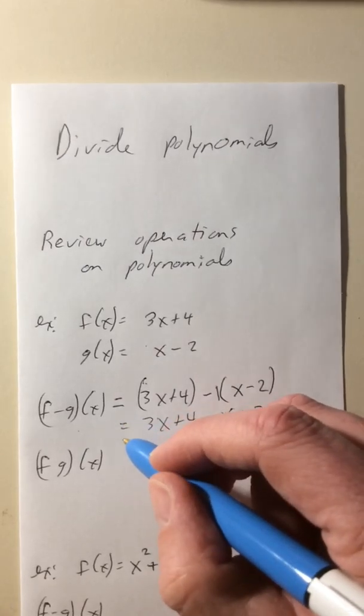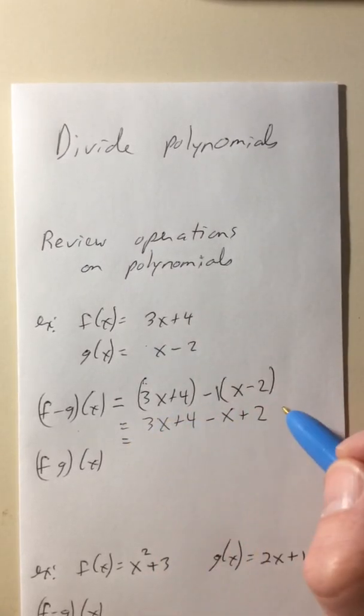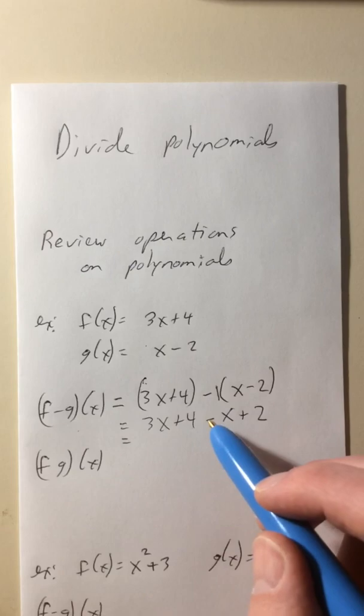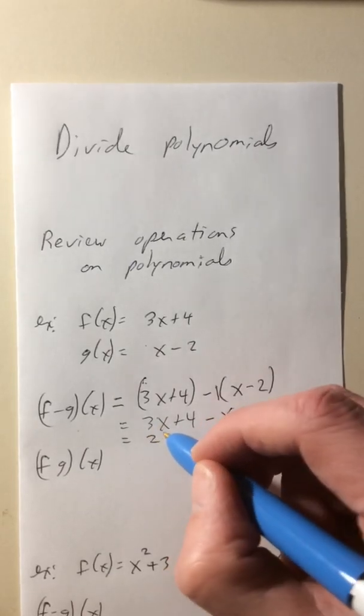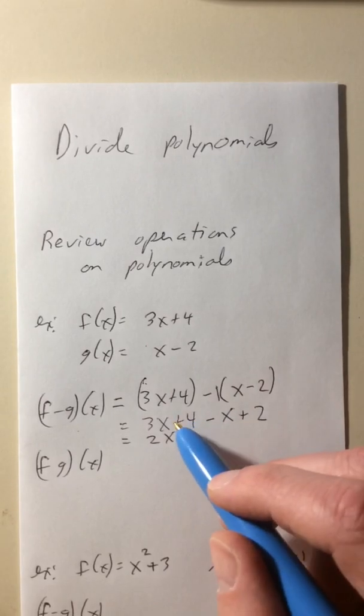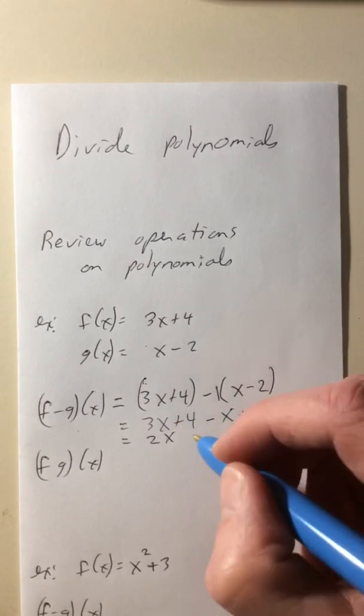And then our final answer is just going to be collecting like terms. So 3x combined with negative x, really it's 3x minus 1x, is 2x. And now we have 4 plus 2 is 6.